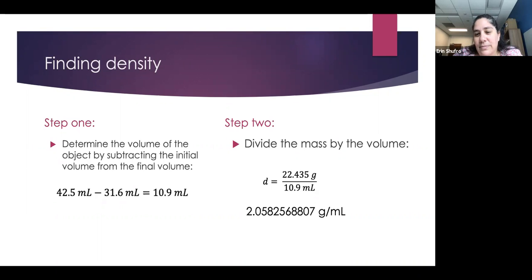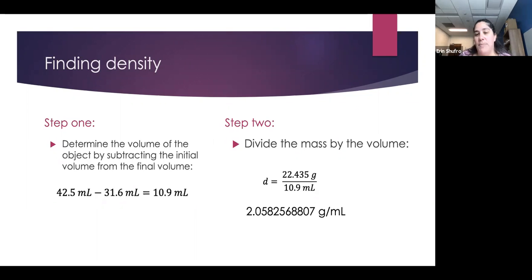It would just be 2.1. Yeah, so most of you would probably write 2.1. Some of you might write 2. Some of you might write 2.06. Some of you might get really wild and crazy and go, yeah, 2.058. But the real question is where do you make that cutoff, right?